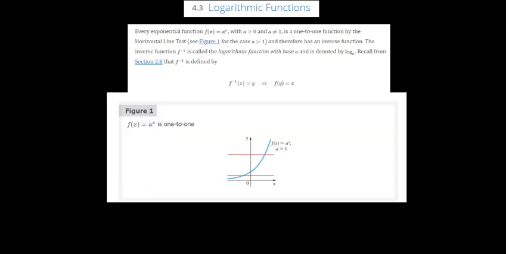Alrighty, so every exponential function f of x equals a raised to the x power, for a greater than 0 and a not equal to 1, is a one-to-one function by the horizontal line test, and therefore has an inverse function. This whole sentence is just recapping our exponential functions. It is one-to-one, and therefore it has an inverse. Well, that inverse is going to be called the logarithmic function.